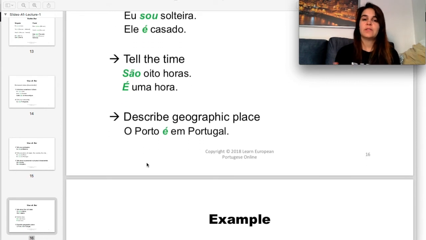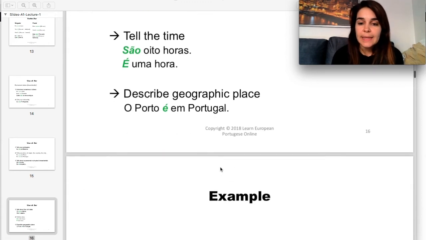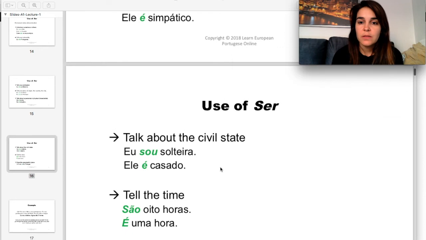You can also use the verb ser to describe a geographic place. For example, o Porto é em Portugal. It's unlikely that Porto is going to be ever anywhere else, unless we are conquered again by the Spanish, who knows. But yes, so o Porto é em Portugal. And that's it for the verb ser.